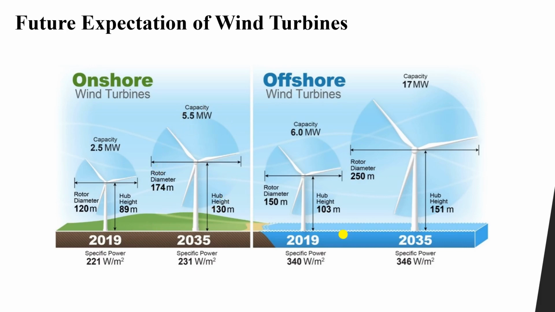Now for the offshore, which is in seawater, in 2019 we had 6 megawatt, with a rotor diameter of 150 meters and a hub height of 103 meters. For 2035 we expect to reach a wind turbine of 17 megawatt, with a rotor diameter of 250 meters and a hub height of 151 meters. More height and a very large diameter.